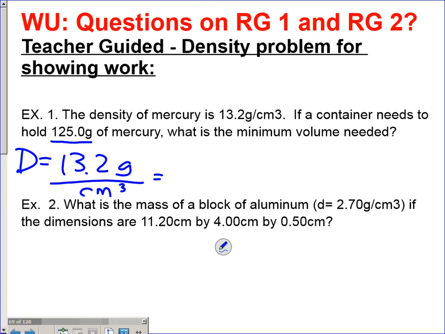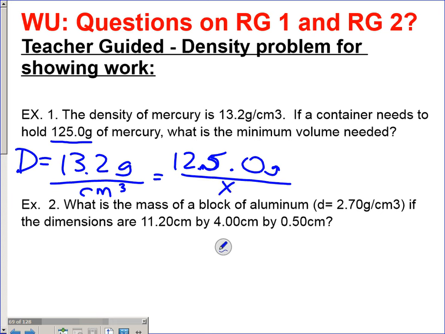Oh, sorry. Yeah, that's the mass. Okay. So he's saying this is the density, and you're saying that's equal to mass over volume, right? So the mass was 125.0 grams over what? So would you put like X down here?